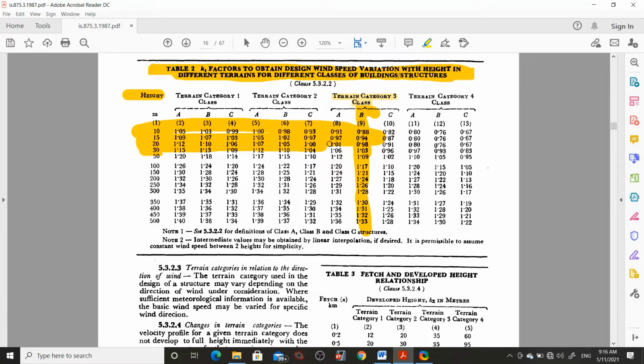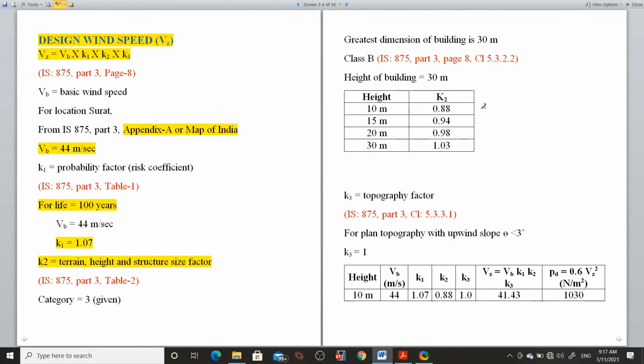For K2 we have to find all the values: for 10 meters 0.88, for 15 0.94, for 20 0.98 and for 30 1.03. So let's write down here, 10 is 0.88. We found the K2 values from Table 2.